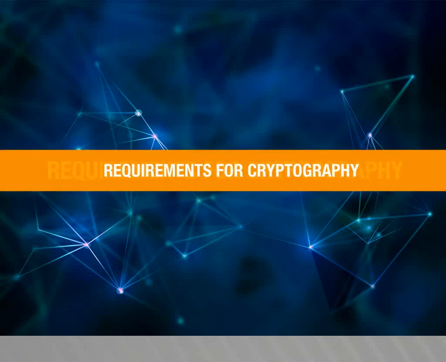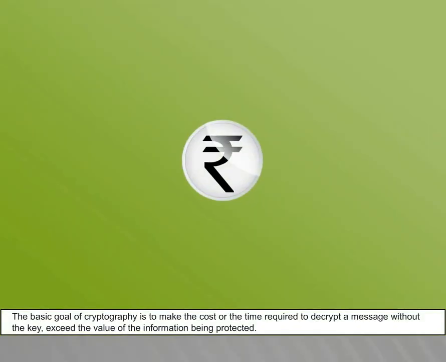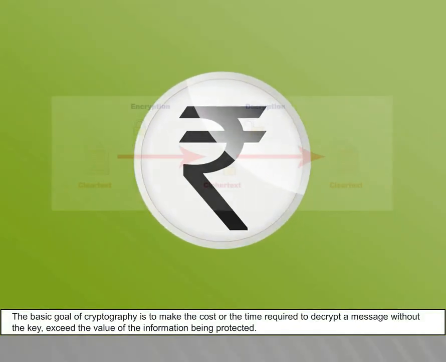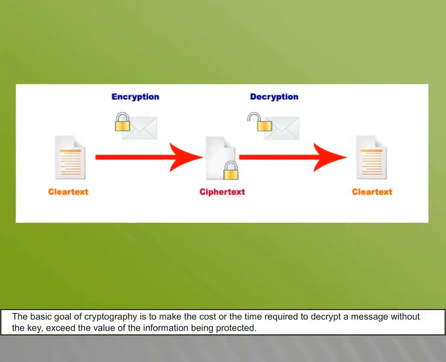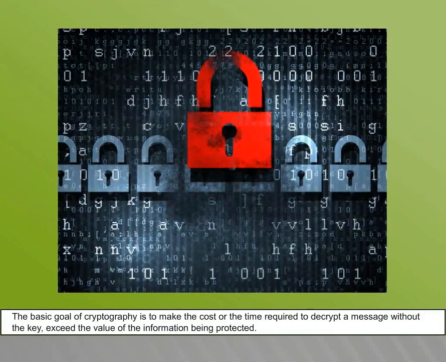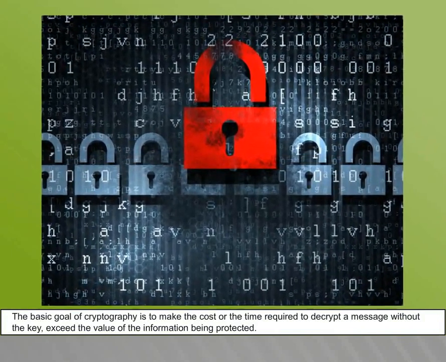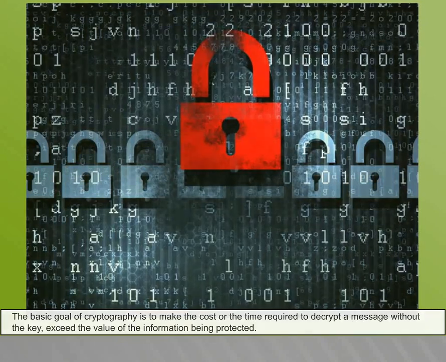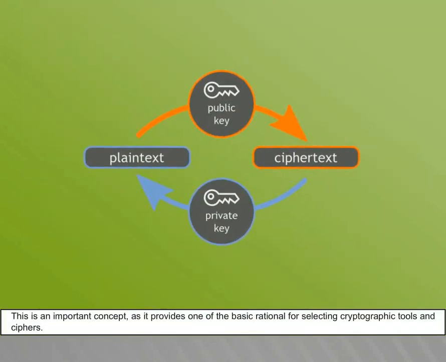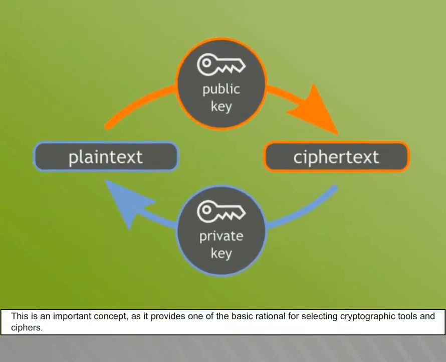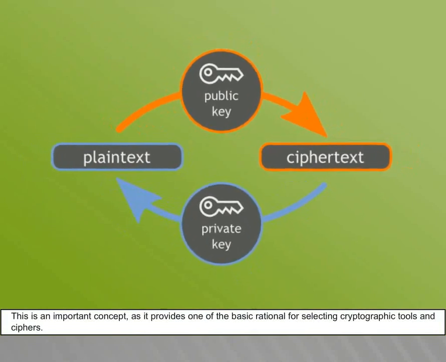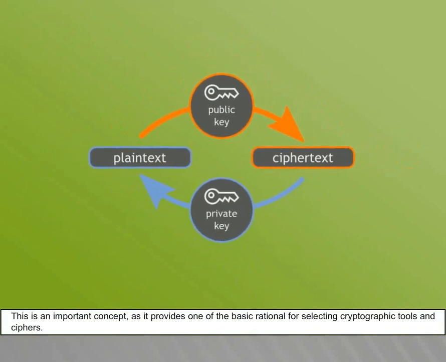Requirements for cryptography. In this video, we are going to see about requirements for cryptography. The basic goal of cryptography is to make the cost or the time required to decrypt a message without the key exceed the value of the information being protected. This is an important concept as it provides one of the basic rationales for selecting cryptographic tools and ciphers.